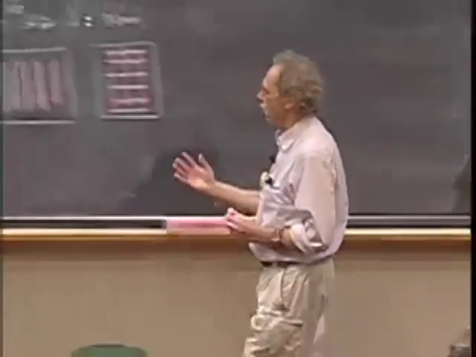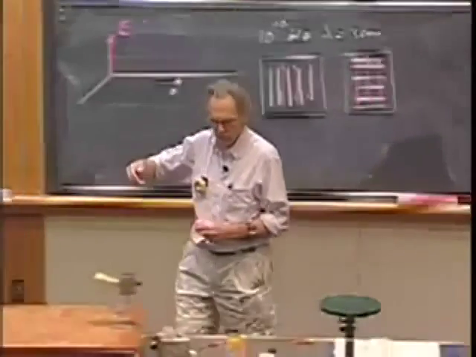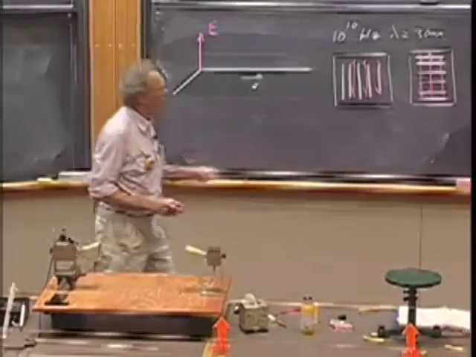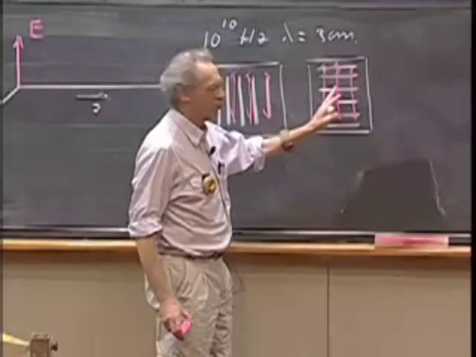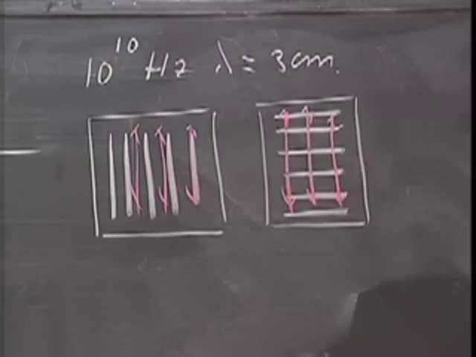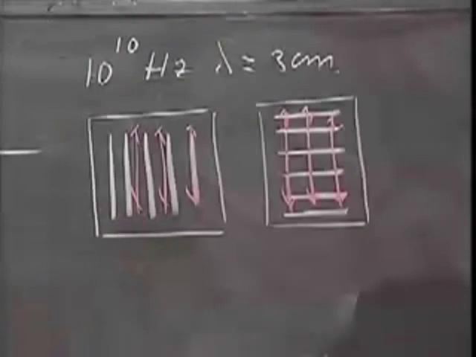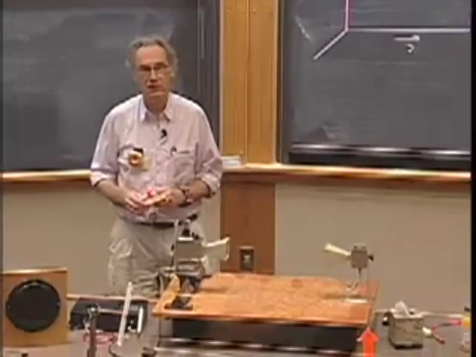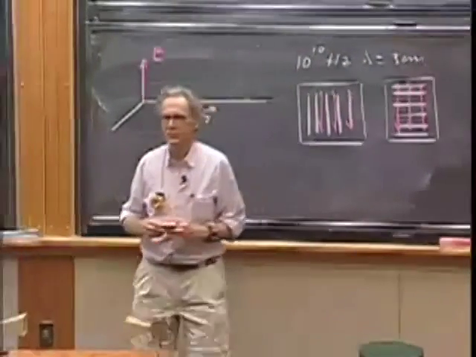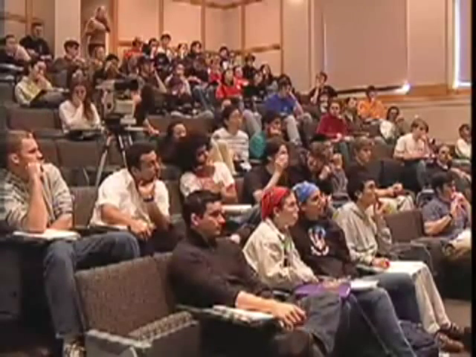Do you think that if I hold the comb like this in the beam, the radiation will go through or will it be reflected? Or do you think that in this case, the radiation will go through or will it be reflected? So let's have a vote on that. First I want to ask the class, if I hold the comb in the beam like this, who thinks that the wave will be reflected? Who thinks that the wave will go straight through? Who thinks that in this case, the wave will go straight through? And who thinks that it will be reflected in this case?